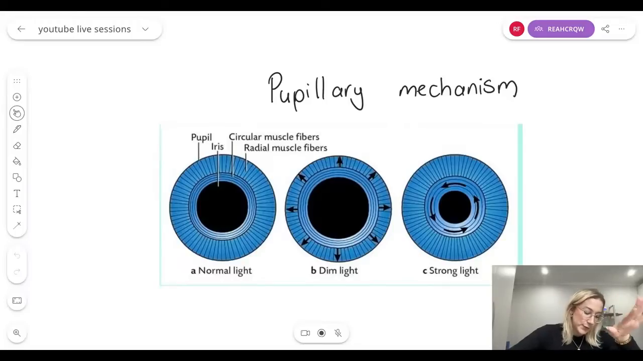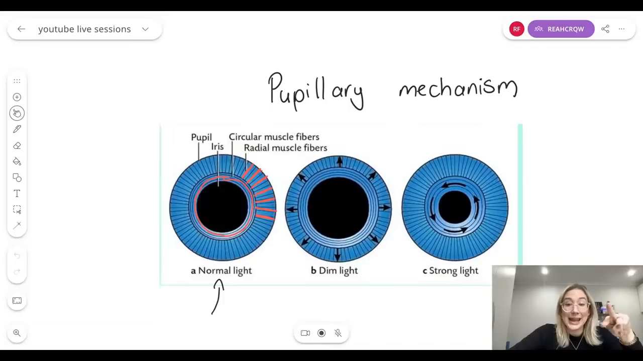So first things first, if we look at the first diagram here, this one says normal light. So it's somewhere in between light and dark. It's like a regular day. You're not looking into a bright light. The pupil is made out of two kinds of muscle. We have these radial muscles that radiate outwards. I like to think of that like the sun radiating out. And then you've got the circular muscles, which go around the eye in a circle.